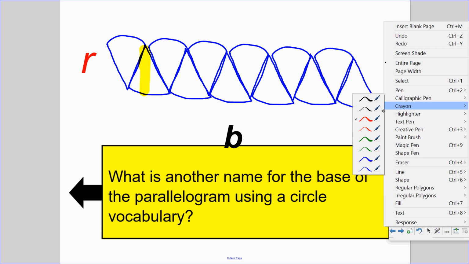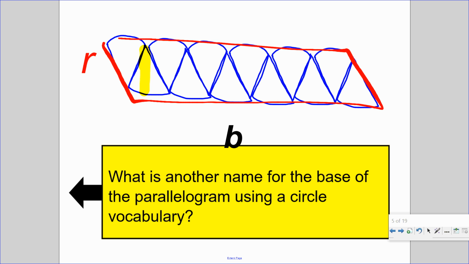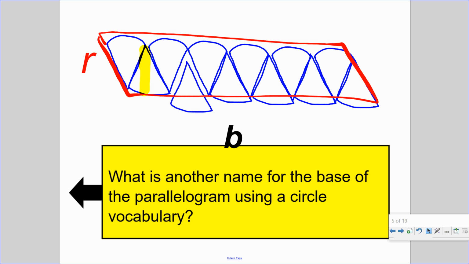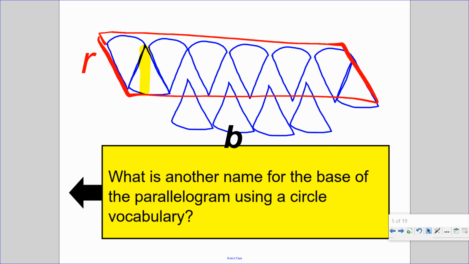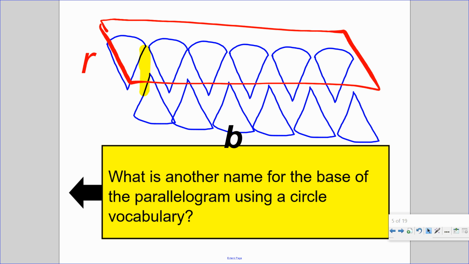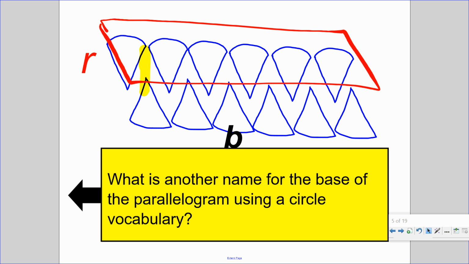So next one. What is another name for the base of this parallelogram using a circle vocabulary word? I want to find this base. How long is this base? I'll be honest, I also, as a teacher, got stuck on this. It took me a while to figure out. So let's think about it. The base of this. I take 1, 2. So let's bring these scallops down. 3, 4, and let's bring this one down. And 5, 6. So this is the base.